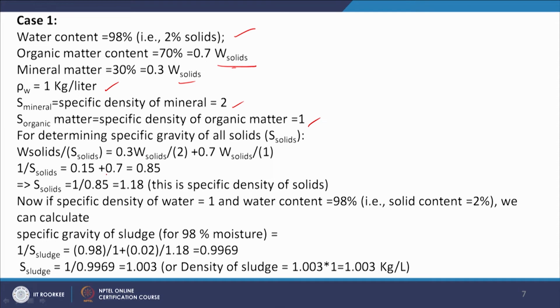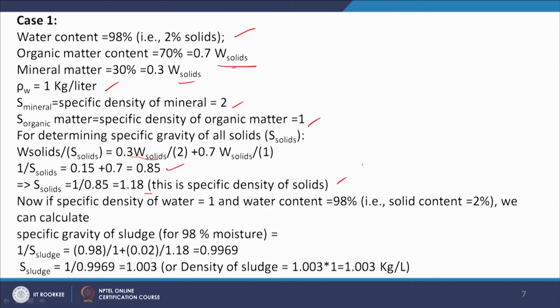because W solids equal to 1 we are considering, in that case total solid is 1. So, 1 by S solid is equal to, this part 0.3 by 2, that is 0.15, and this is 0.7 by 1. So, 0.7. So, then it is equal to 0.85. So, S solid is equal to 1 by 0.85. So, 1.18. So, this is the specific gravity of the solids in the first case.